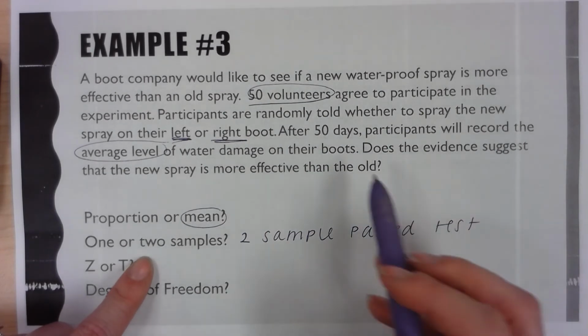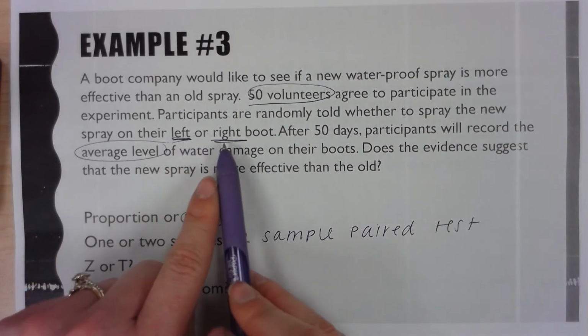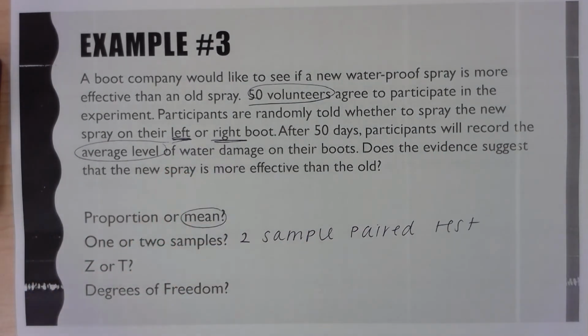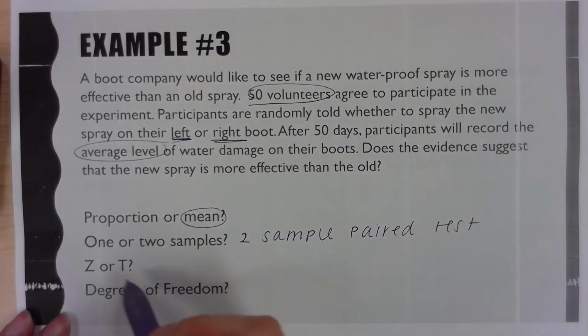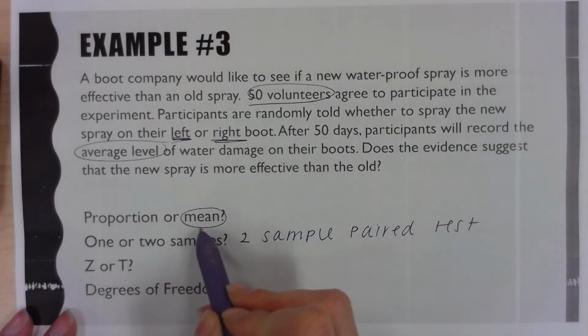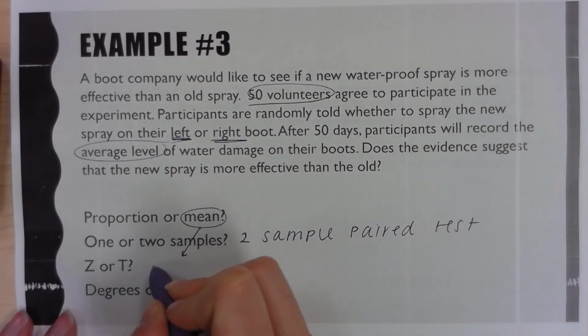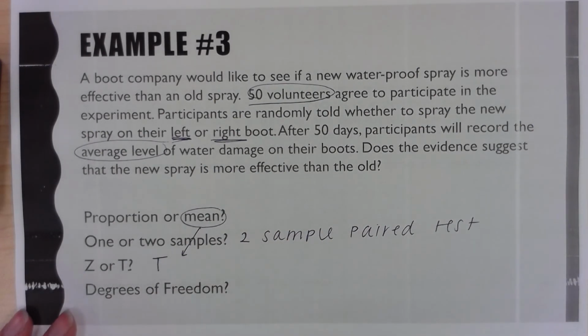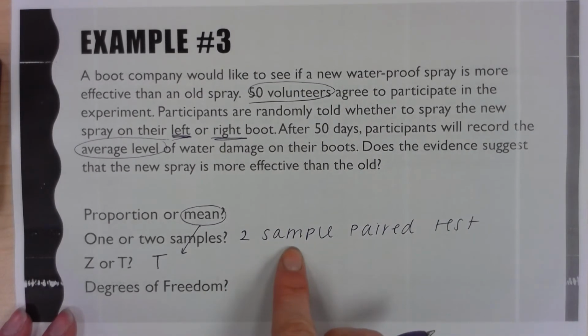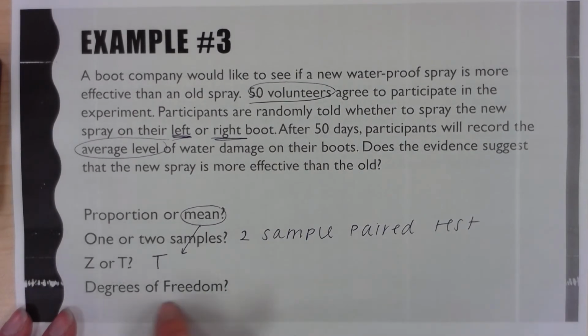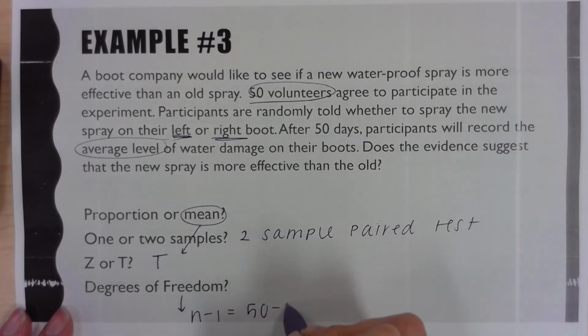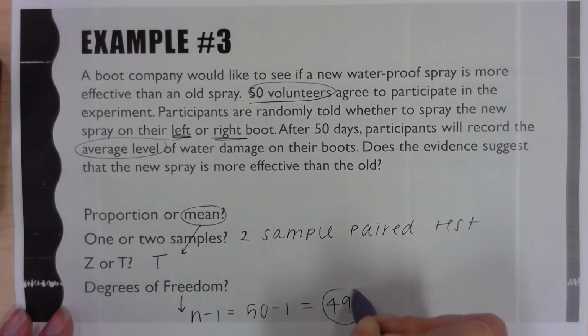The pairing came from each person. They either had their left or their right boot, one sprayed with the new, one sprayed with the old. The pairing again comes down to that participant. Z or T? Because I'm looking at the mean, this would be a T. And although it does look like we have two samples, because it was paired together, I can actually calculate my degrees of freedom similarly to how we did on example 2. I'm going to take my sample size and subtract 1. So 50 minus 1 is 49.